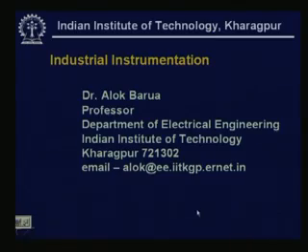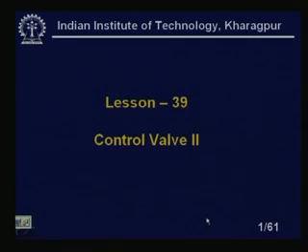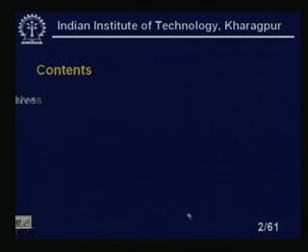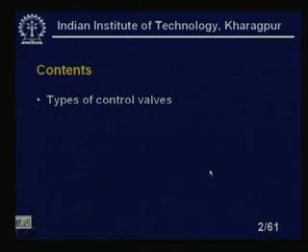Let us look at the contents. Control valve 2 contents are types of control valves. Last time in lesson 38 we considered equal percentage, quick opening, linear, but those are not the types of control valve. Those are basically the characteristics of the control valve: flow characteristics versus the stem movement. If you vary the stem movement, how your flow varies accordingly.